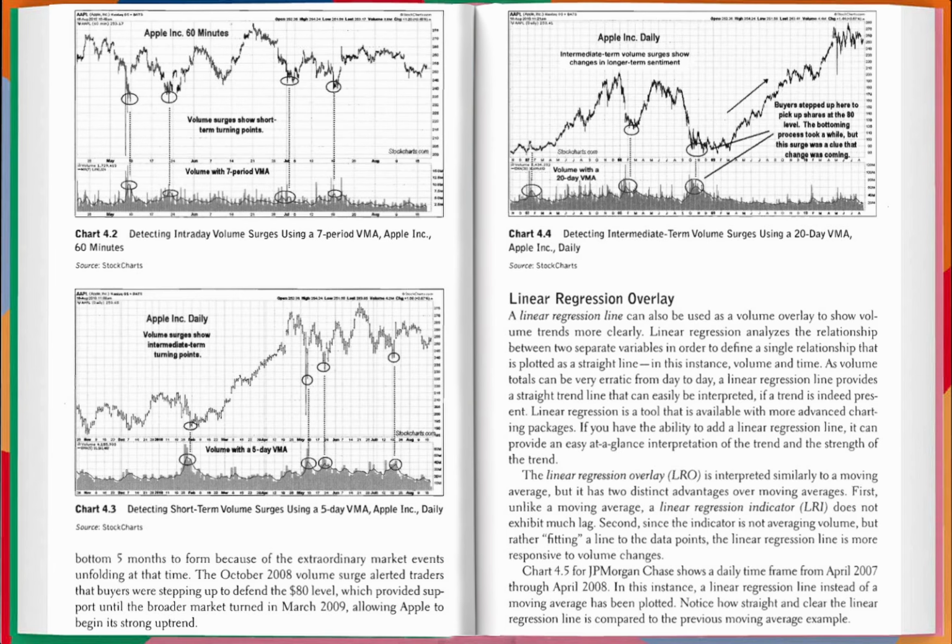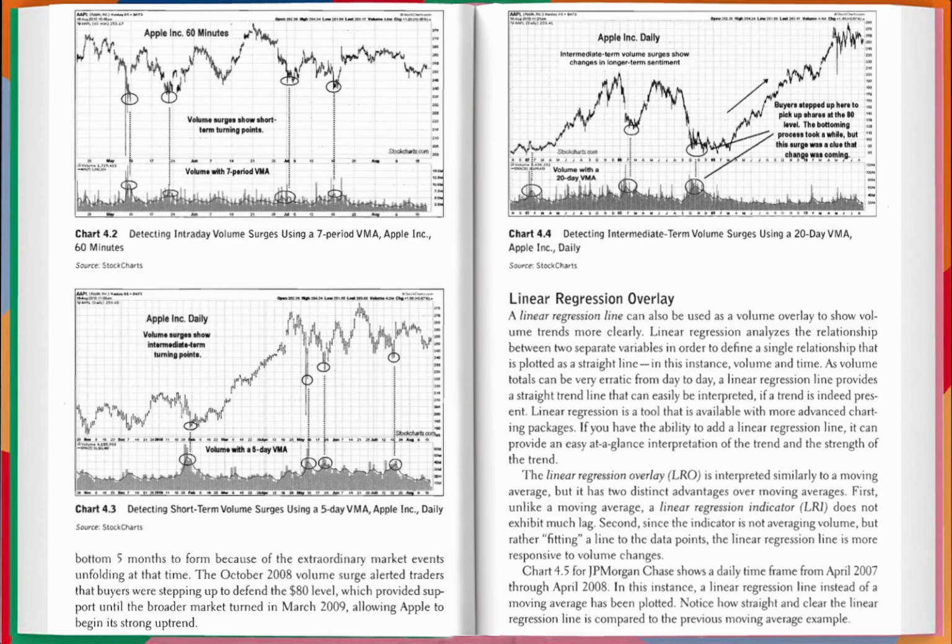Linear regression is a tool that is available with more advanced charting packages. If you have the ability to add a linear regression line, it can provide an easy at-a-glance interpretation of the trend and the strength of the trend. The linear regression overlay, LRO, is interpreted similarly to a moving average, but it has two distinct advantages over moving averages. First, unlike a moving average, a linear regression indicator, LRI, does not exhibit much lag. Second, since the indicator is not averaging volume, but rather fitting a line to the data points, the linear regression line is more responsive to volume changes.